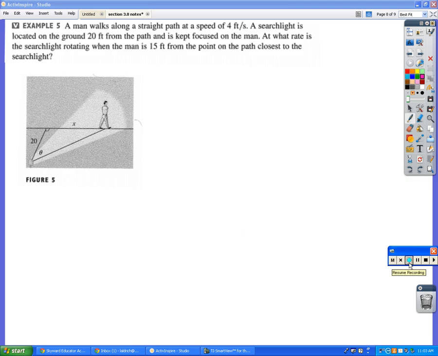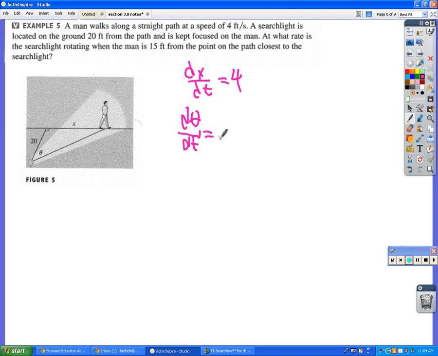A man walks along a straight path at a speed of 4 feet per second, so they have just told us, according to the drawing, dx/dt equals 4. A searchlight is located on the ground 20 feet from the path and is kept focused on the man. He could be an actor, he could be a person escaping. At what rate is the searchlight rotating? So that's going to be dθ/dt. And at what rate is the searchlight rotating when the man is 15 feet from the point on the path closest to the searchlight?